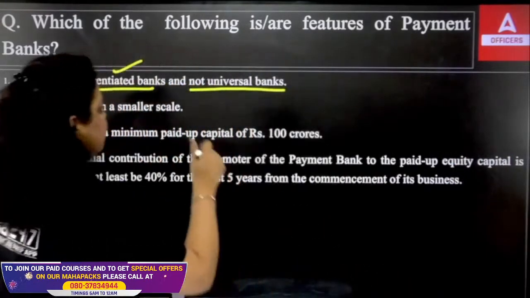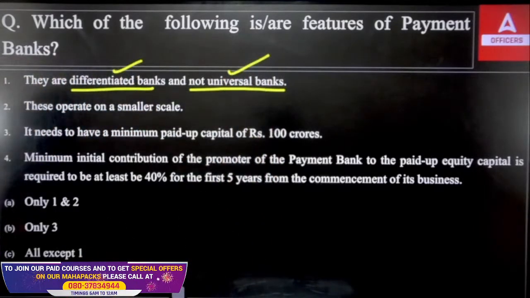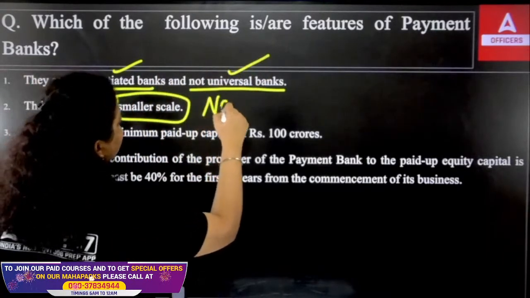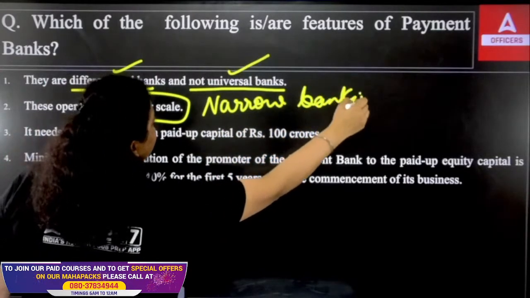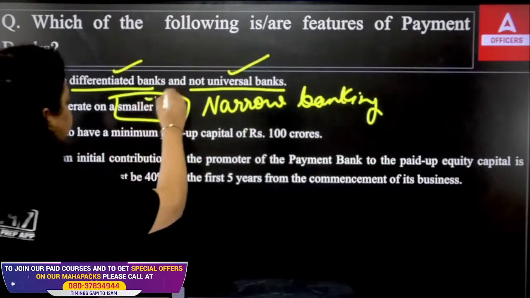So that's why they are not universal banks. So this is also true. The first statement is a feature. Okay, second, these operate on a smaller scale. It's very obvious. The payment banks are an example of narrow banking. Narrow banking means when the bank places its funds only in risk-free assets. That's what the payment bank can also do. So this is also true.